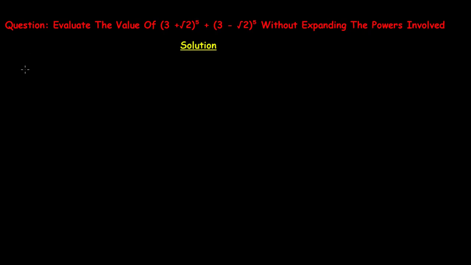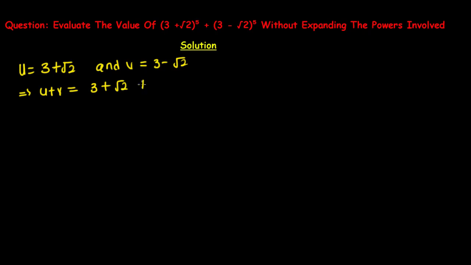So first of all, I'm going to set u to be 3 plus root 2 and then set v to be 3 minus root 2. Now this implies that u plus v is equal to 3 plus root 2 plus 3 minus root 2. Obviously root 2 will cancel this root 2 here. So we'll have 3 plus 3, which is just 6.